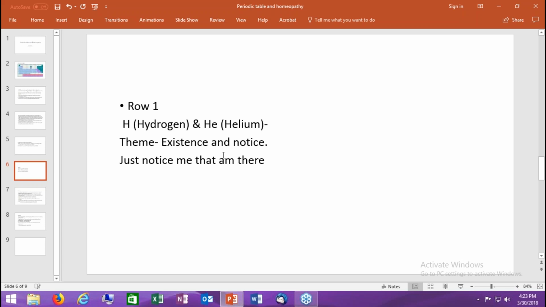The elderly parents, when they complain that they are being estranged by the children and they are not being given any importance in the family, then we can think of hydrogen or helium. In the repertory, we very well find these remedies under such rubrics of abandoned feeling.